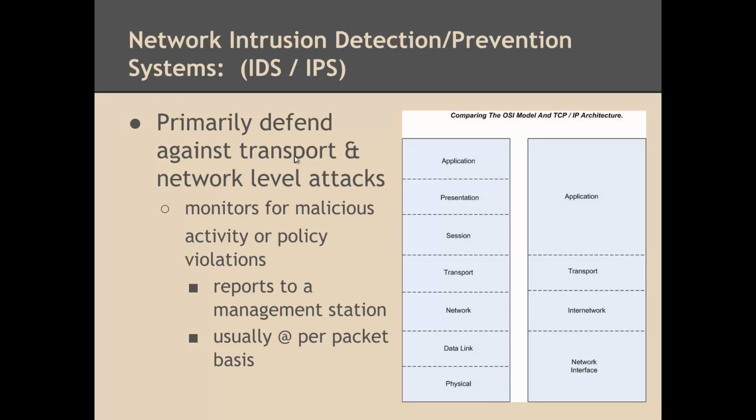The goal of the network and transport layer is to monitor for malicious activity and potential policy violations. This all gets reported up to the system administration group or the incident response group. And usually the scope of what it analyzes is a packet-by-packet basis. It doesn't always have the capability to analyze an entire stream of data or entire file being sent from one application to another, for instance, from a web server to your browser.